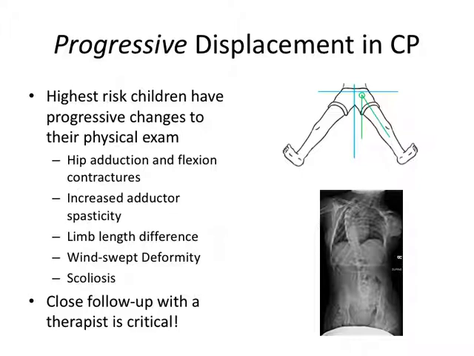You might see a windswept deformity where one hip is adducted and the other is abducted, and even the abducted hip actually has a contracture in the opposite direction where you can't bring it to neutral. And finally, scoliosis can lead to pelvic obliquity and other problems, and in some of the more involved children, that's also an issue. So you all are really the first responders in a very big way in identifying these changes in physical exam that are going along with the changes on X-ray.